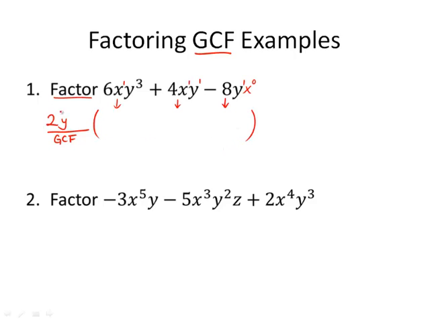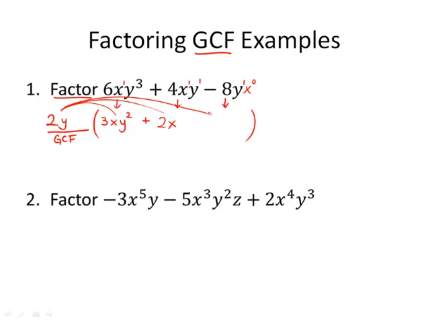Now we want to identify what we would multiply by to get the first term, what we would multiply by to get the second, and the third. So we're working backwards here. So 2y needs to multiply by something to give us 6xy cubed. So you'll be multiplying by 3, by an x, and by 2 more y's. The next term will be positive, 2y times 2. 2 times 2 gives us 4. Y times no y's gives us y, and we still need an x.